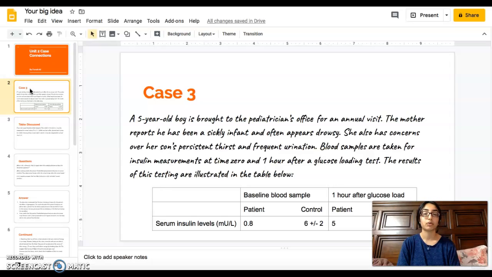The mother reported he was a sickly infant and often appeared drowsy. She also had concerns over her son's persistent thirst and his frequent urination. Blood samples were taken for insulin measurements at the time of 0 and 1 hour after the glucose loading test. The results of this test are illustrated in the table below.